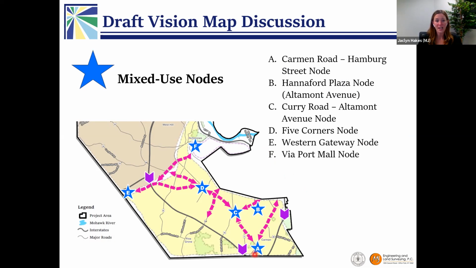So we'll start down here. This is the Carmen Road, Hamburg Street node. We have the Hannaford Plaza node here on Altamont Avenue, the Curry Road, Altamont Avenue node here. We have the Five Corners node. Over here near Route 7 in Chalmont, we have the Western Gateway node. And then up here at what we're identifying as letter S, we have the Viaport Mall node. So again, these are locations for concentrated, compact development that can really create a sense of community and provide services as well as opportunities for commercial, retail, office, and residential in a redevelopment mode.